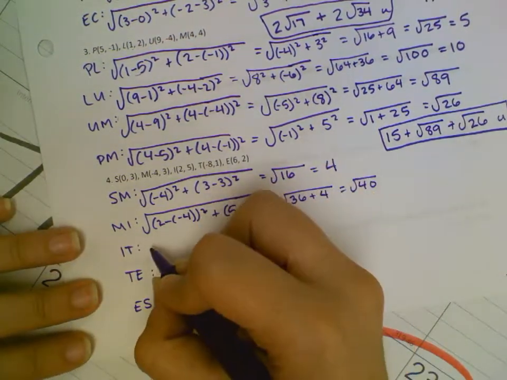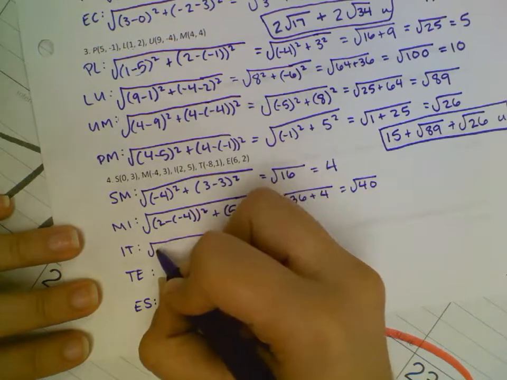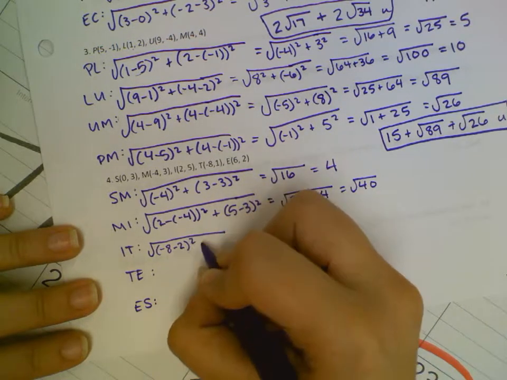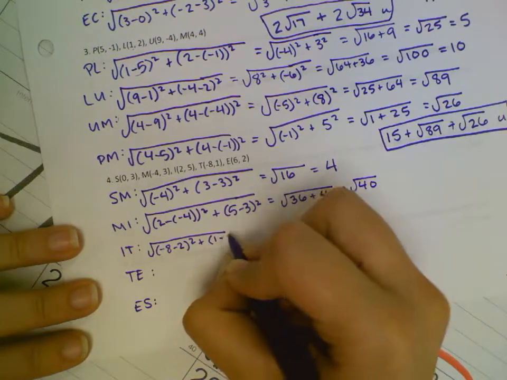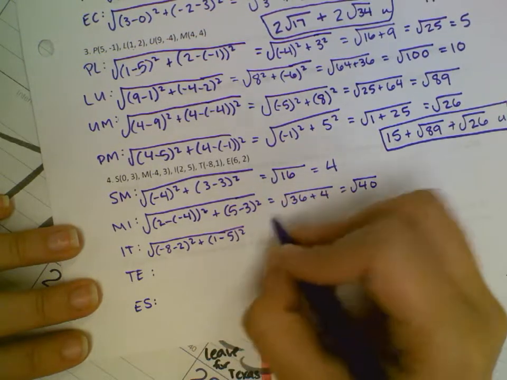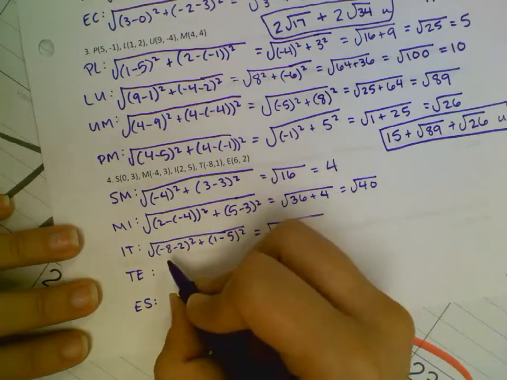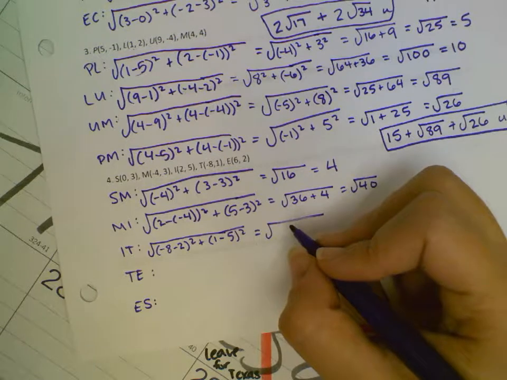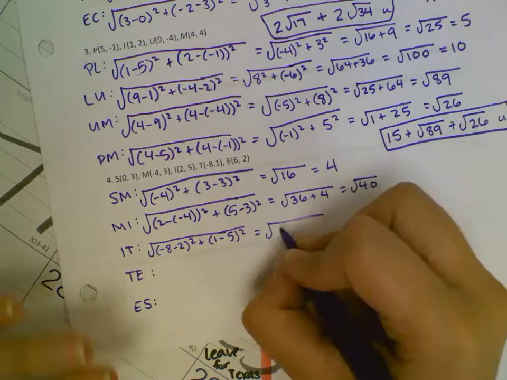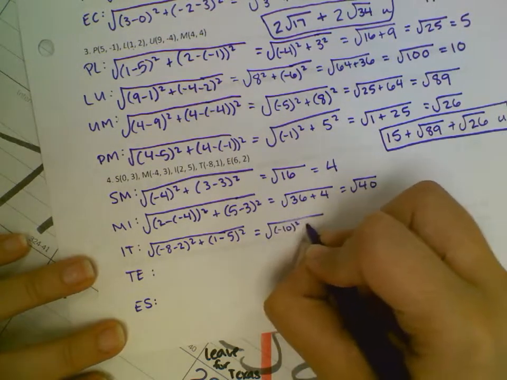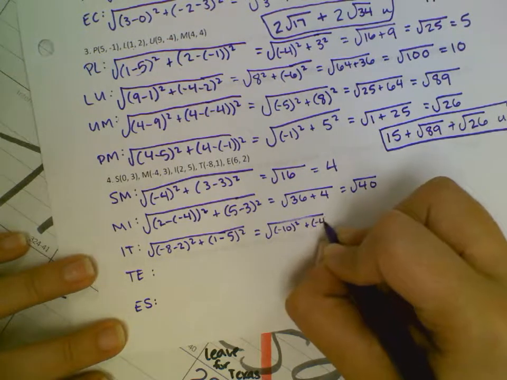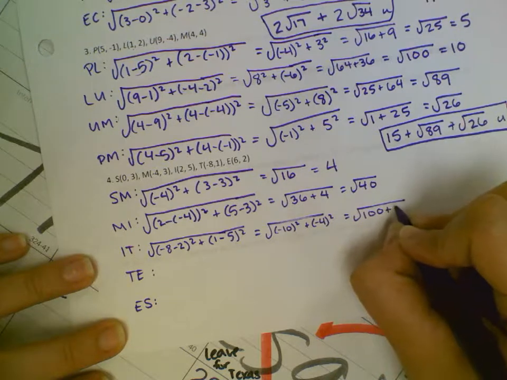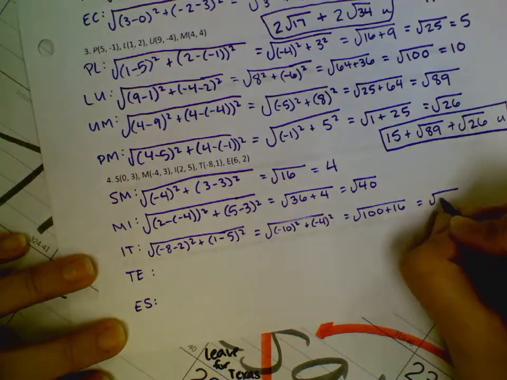IT is going to be the square root of negative 8 minus 2 squared plus 1 minus 5 squared, which will be negative 8 minus 2 is negative 10, and 1 minus 5 is negative 4. So then we get the square root of 100 plus 16. It's the square root of 116.